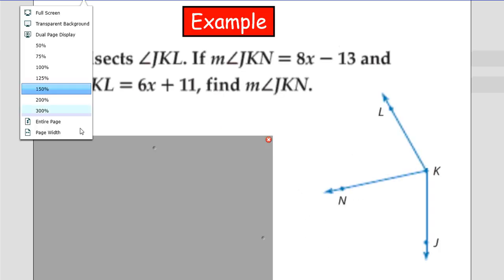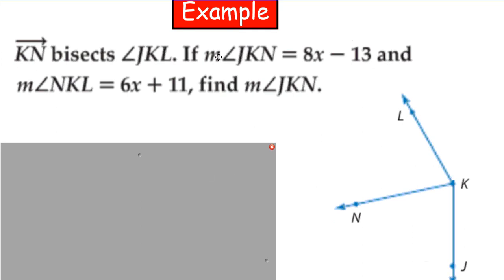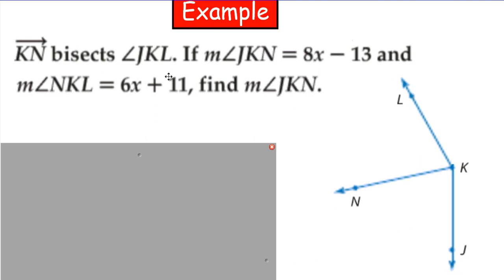Here's a type of problem that you could solve based on the definition of angle bisector. So you need to read the directions carefully and use each clue. This is a lot like solving a puzzle. So it says KN bisects JKL. So JKL gets cut in half by KN.